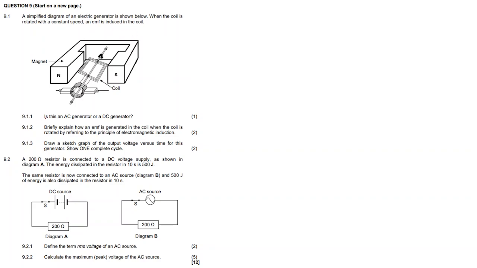Question 9.1.1. Is this an AC generator or a DC generator? As we can see in the diagram, there's only a split ring commutator and not slip rings. Therefore, we know that this is a DC generator.